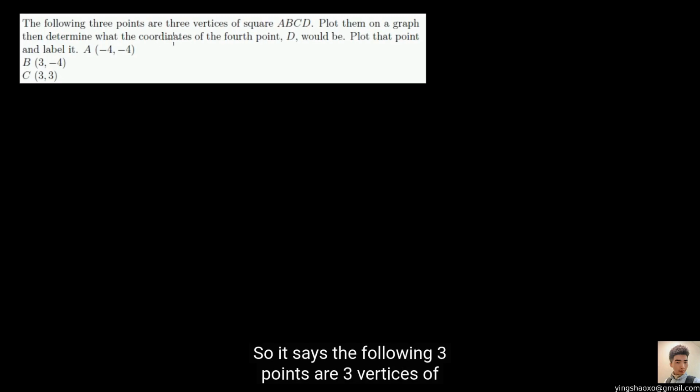It says the following 3 points are 3 vertices of square ABCD. Plot them on a graph, then determine what the coordinates of the 4th point D would be. All right, let's plot these on a graph as they tell us to do.